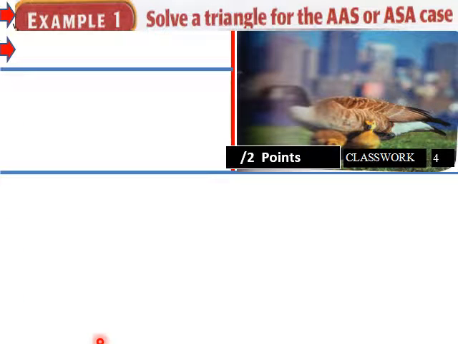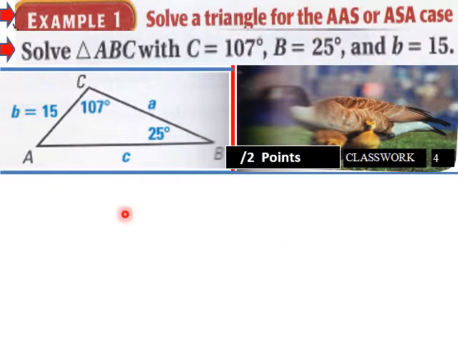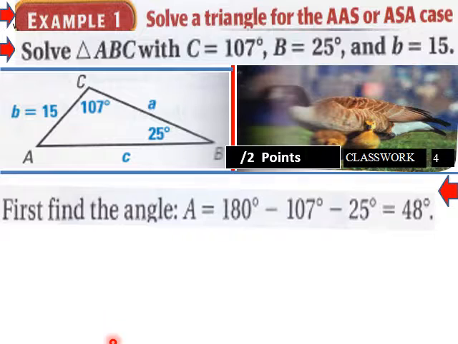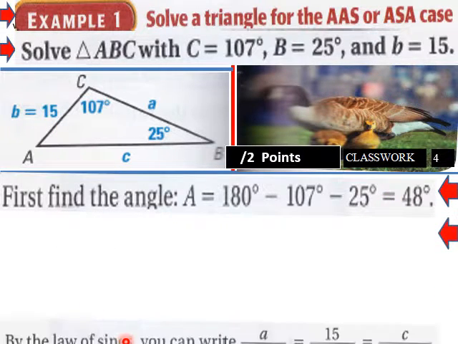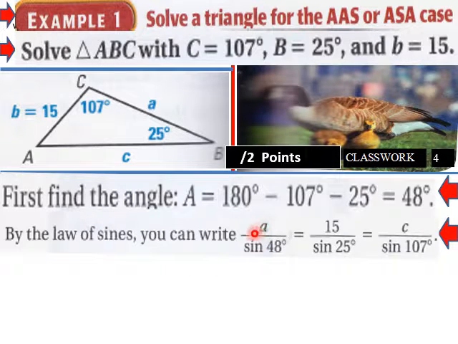Example 1: solve a triangle for the angle, angle, side or angle, side, angle situation. We have this triangle here with the above conditions. So how do we solve this triangle? First, find the angle: 180 minus the others, so angle A is 48 degrees. By the law of sines, you plug in everything that you have here: sine B over 15, which is sine 25 over 15.